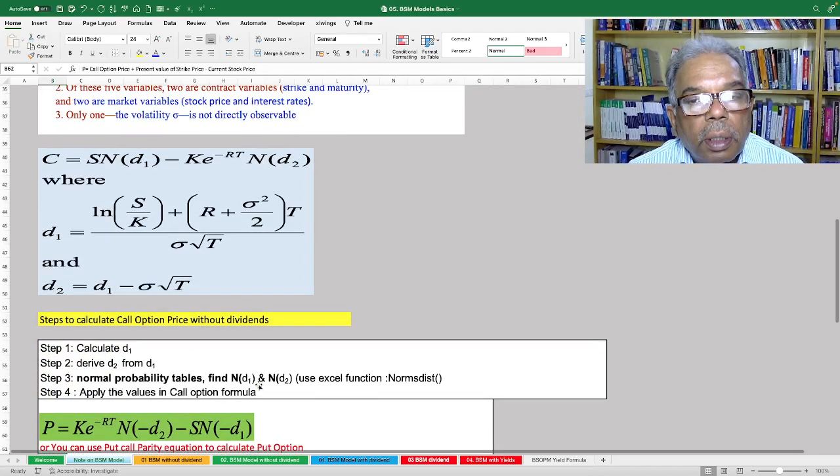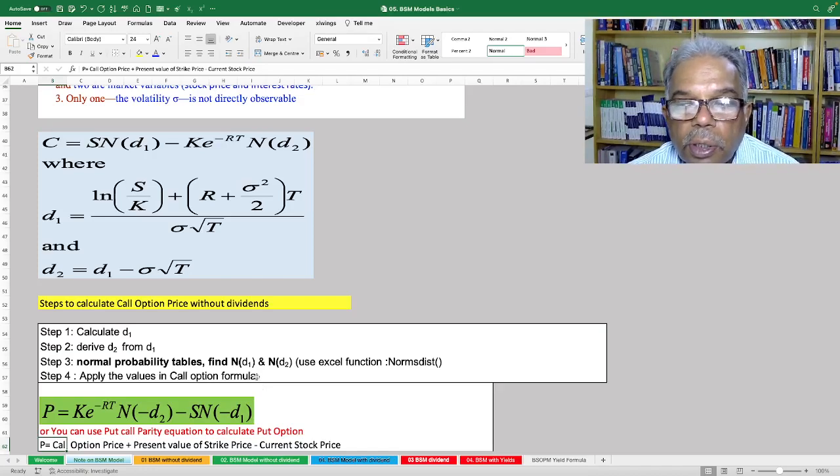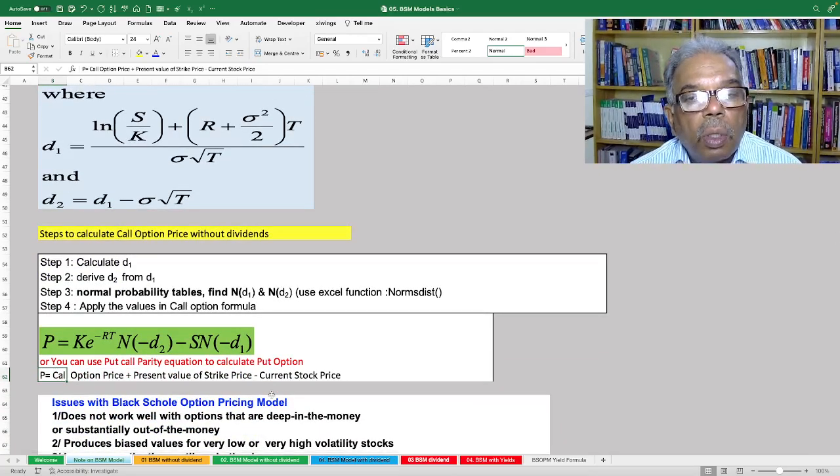Now let's go through the steps needed to calculate the call option price. First calculate d1, then derive d2 from d1, then calculate N of d1 and N of d2. In Excel we use NORM.S.DIST of d1 and NORM.S.DIST of d2. Then apply the input parameters into the Black-Scholes call option pricing calculation. Then how do you calculate the put option? Either we can use the formula: put option premium is equal to the present value of strike price times N of minus d2 minus current stock price times N of minus d1. Or you can use put call parity: put price is equal to call option price plus present value of the strike price minus the current stock price.